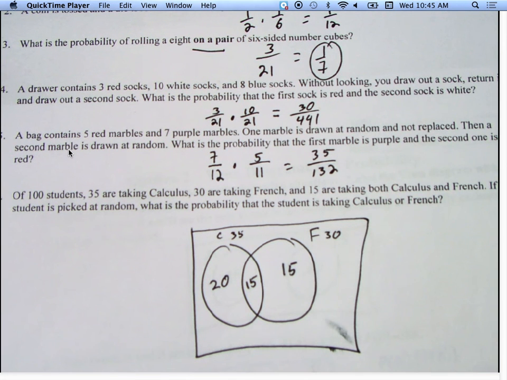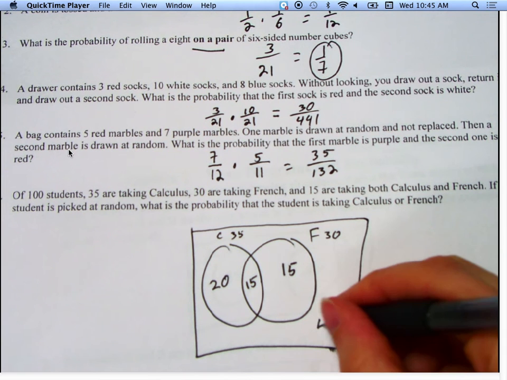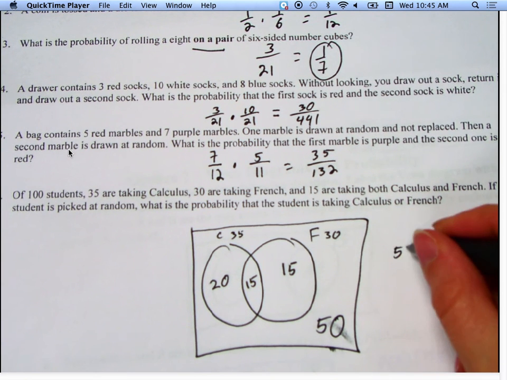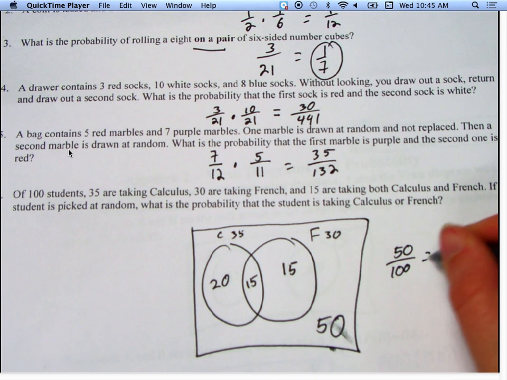How many are left over out of the 100 students? Good. Okay, 100 minus 20 minus 15 gives me 50 that are taking neither of them. Okay, what is the probability that a student is taking calculus or French? 50 out of 100 or 1/2.